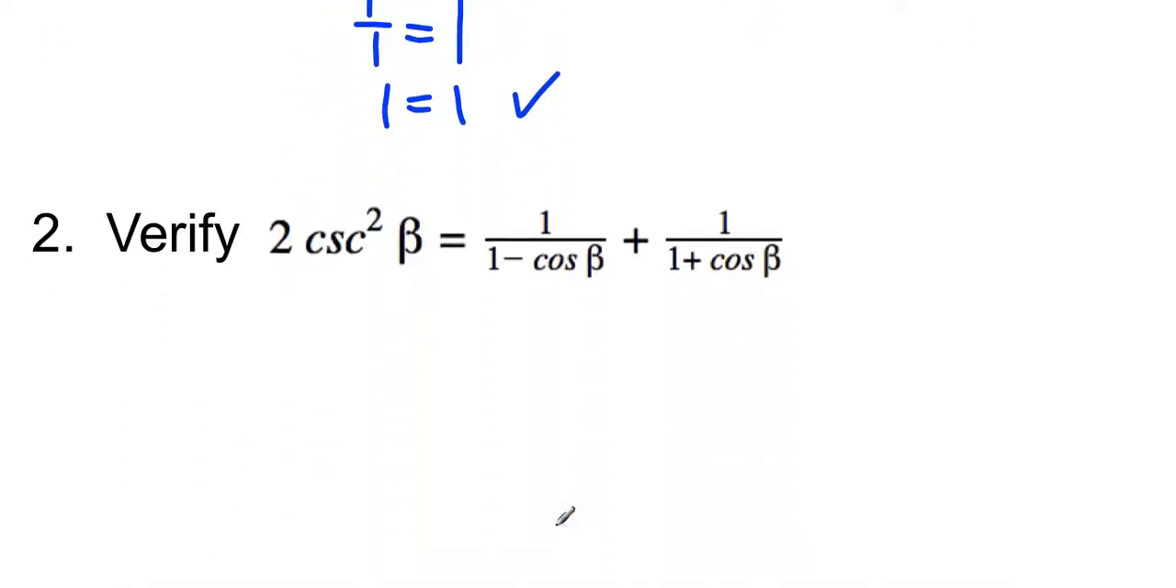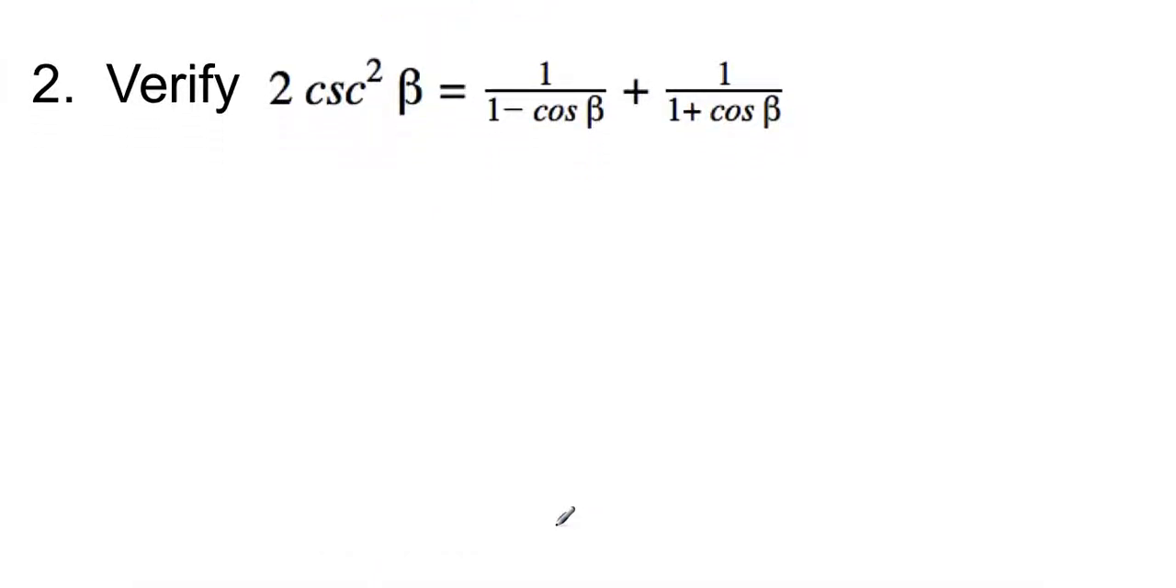All right, let's check out another one. We want to verify that 2 cosecant squared beta is equal to 1 over 1 minus cosine beta and 1 over 1 plus cosine beta. We're going to take our advice and work with the more complicated side first. So that's the right-hand side.